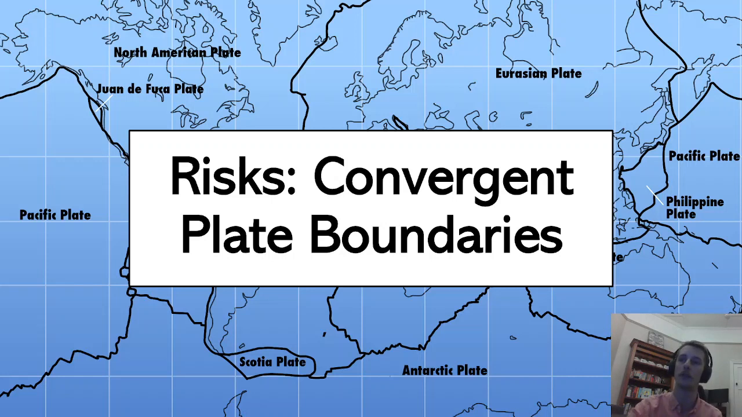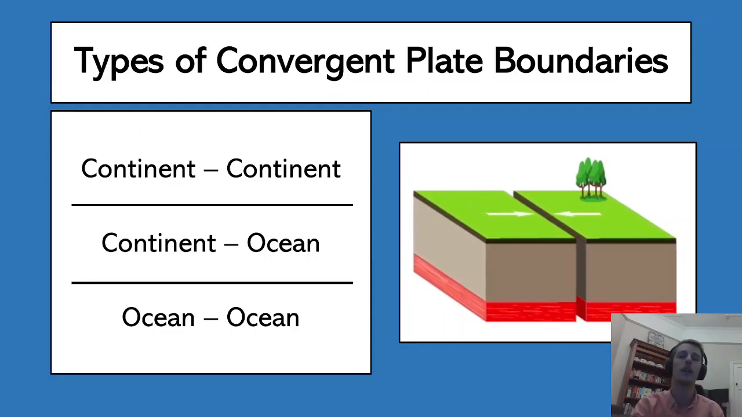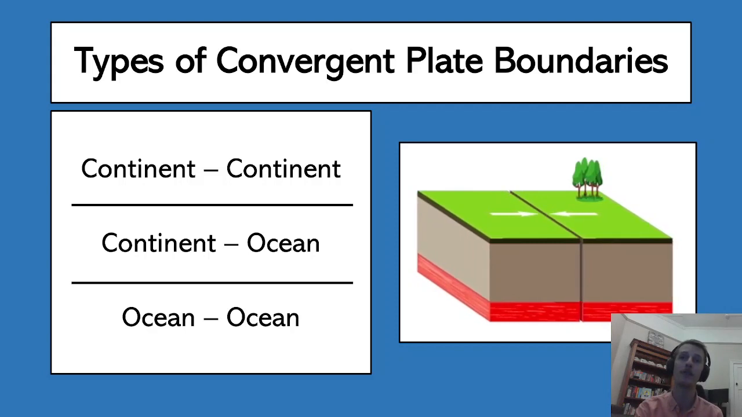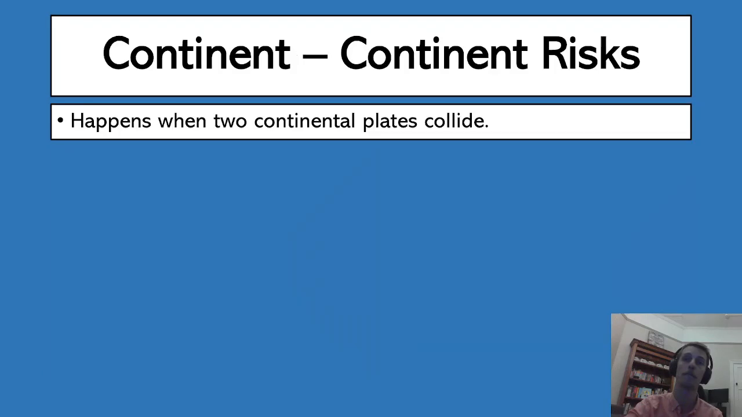So we'll start off with convergent plate boundaries, remembering that these are the plate boundaries that come together and run into each other. All right, so Mr. Bizet brought this up last week. So there's 3 types of convergent plate boundaries. So we've got continent-continent, which is when 2 continental plates crash into each other. We've got continent-ocean, which is when a continental and an ocean plate crash into each other, and there's some subduction happening there. And then we've got an ocean-to-ocean convergent plate boundary as well. All right, so we'll start off with continent-continent plate boundaries.